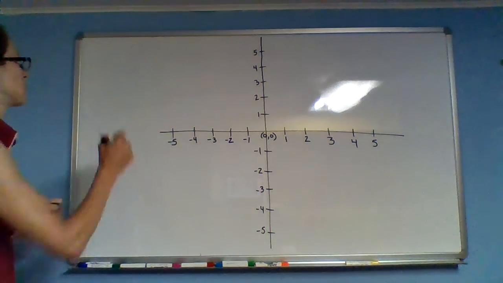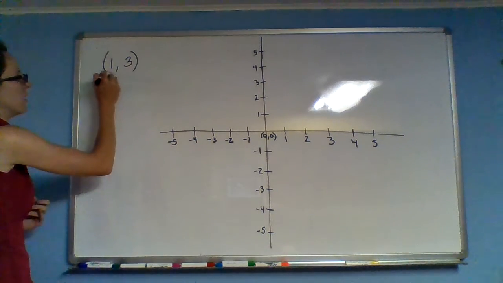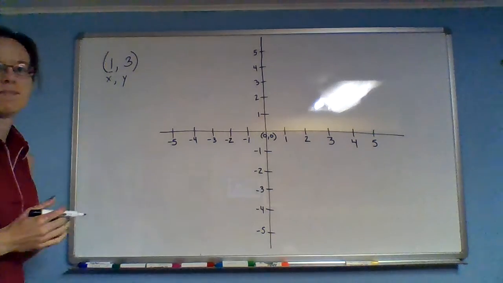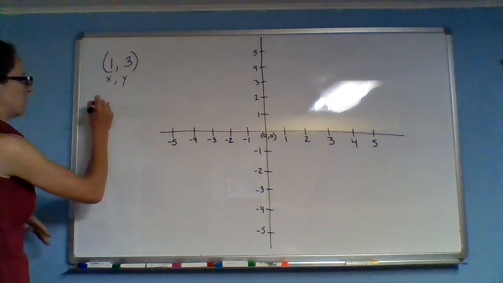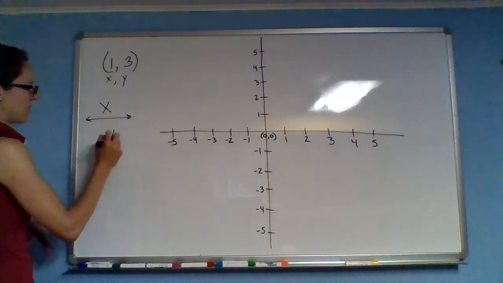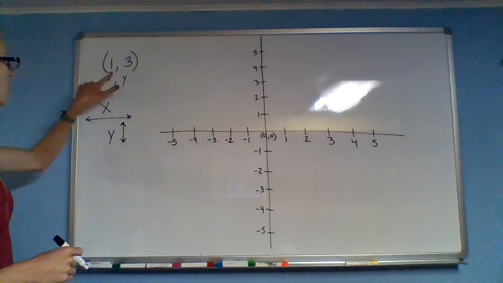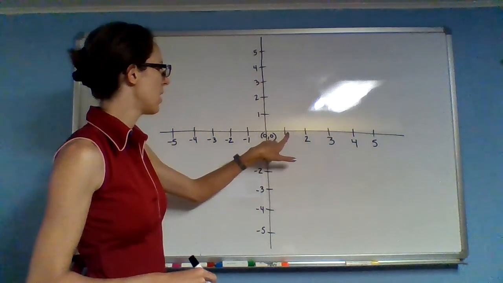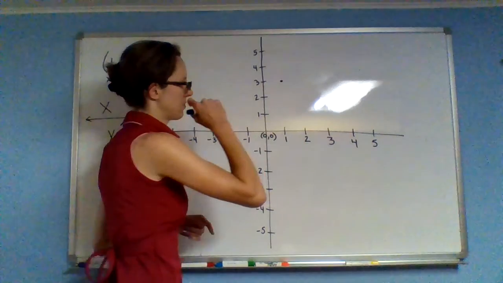When we're given an ordered pair, something like 1, 3, the first value is the x value and the second value is the y value. The x value tells us how to move side to side. The y value tells us how to move up and down. So to get to 1, 3, I first go side to side over to 1, and then I go up and down up to 3.